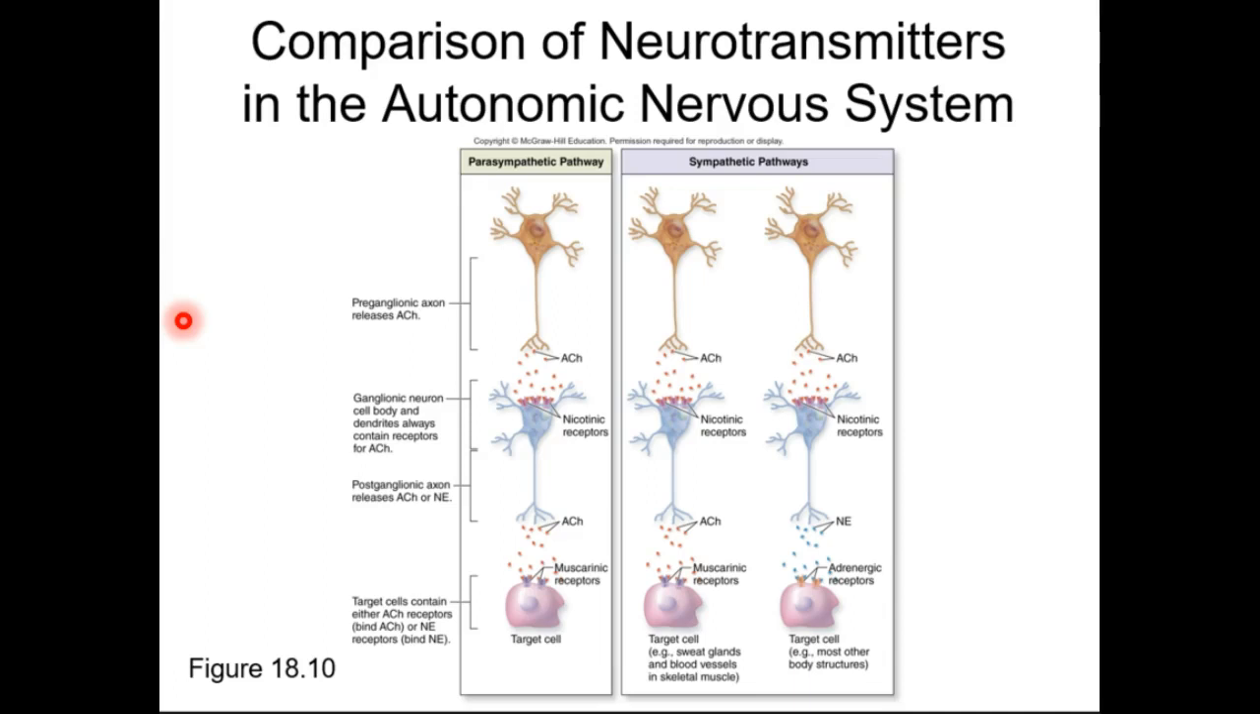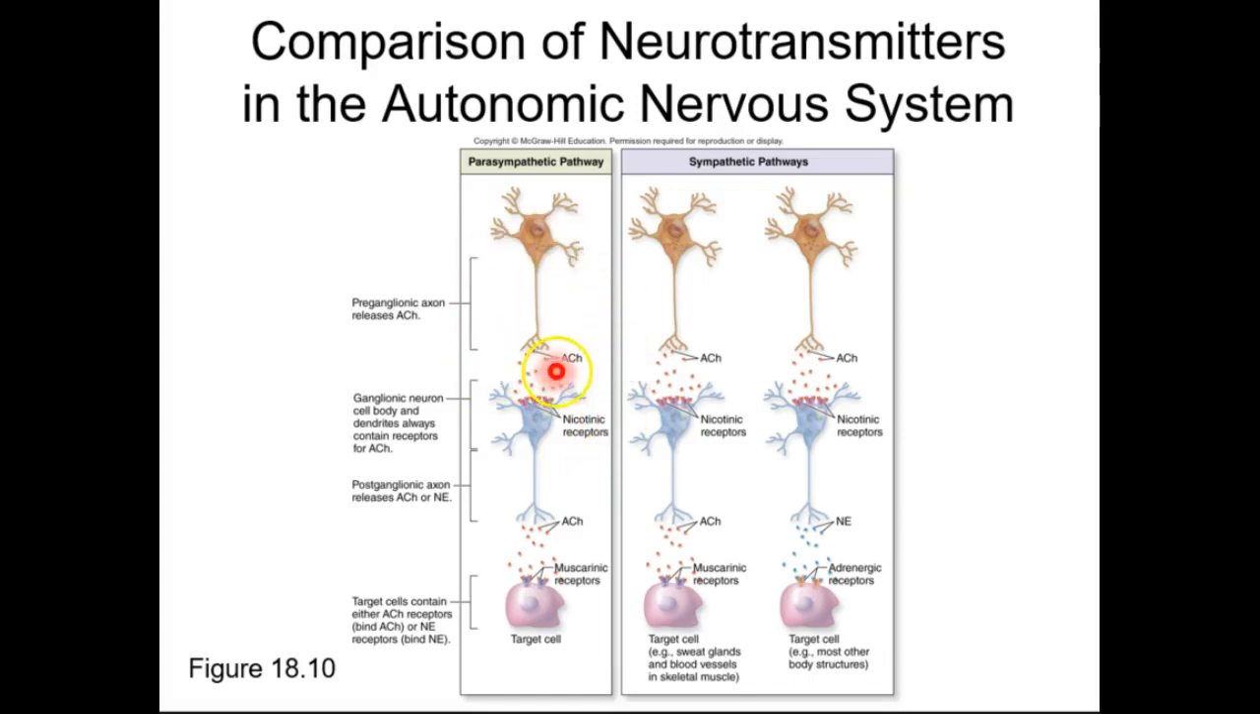So, your parasympathetic pathway, the preganglionic neuron is going to release acetylcholine, and that acetylcholine is going to diffuse onto the cell body or the dendrites of the postganglionic neuron, and it's going to have a type of receptor known as a nicotinic receptor. Why do you think we named it a nicotinic receptor? Nicotine also acts on this receptor. So sometimes receptors are named after drugs that act on them, and that's the only significance here.